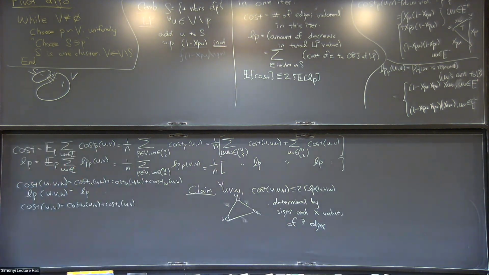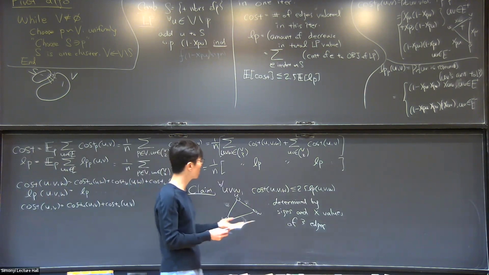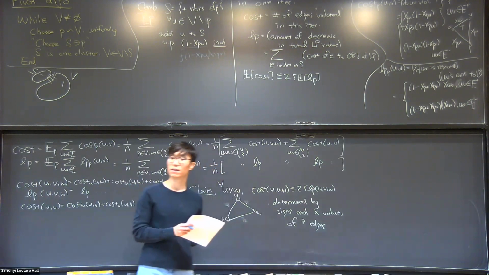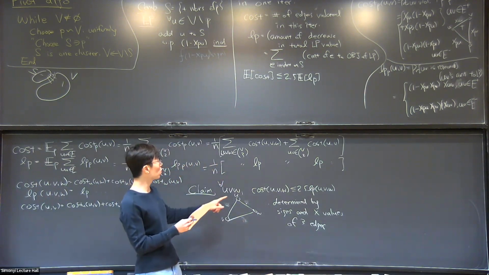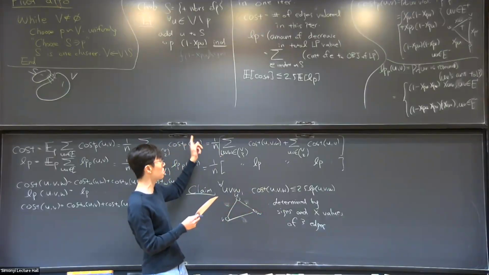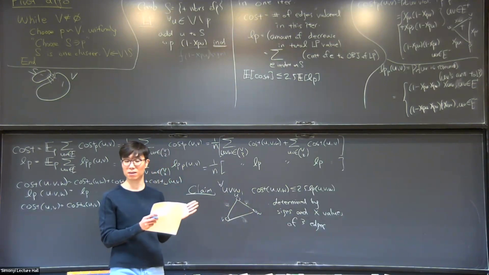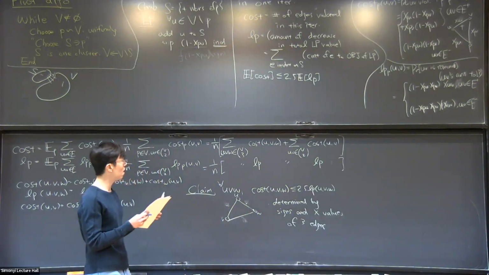Okay, so that's good. Then one question one might ask is: is 2.5 tight? If you just look at the original rounding algorithm and this lemma, then yes, 2.5 is going to be tight. I'm going to show you an example for a bit.